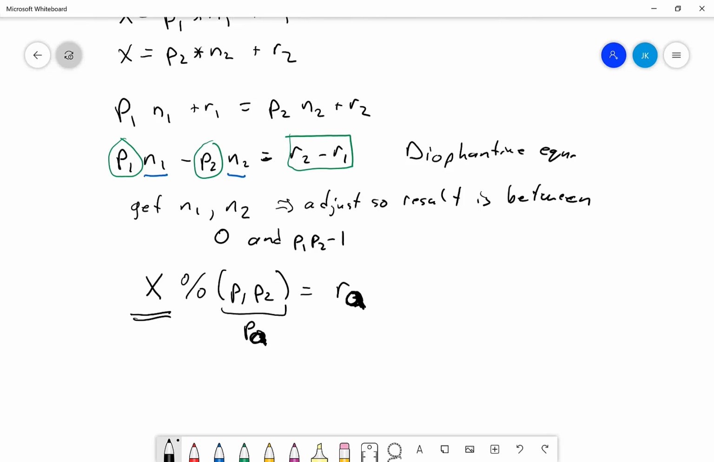Okay, so that's the Chinese remainder theorem. There are some somewhat more efficient ways of implementing that, and if you're really interested in fast implementations and things, you can look some of those up. But that's at least the premise.